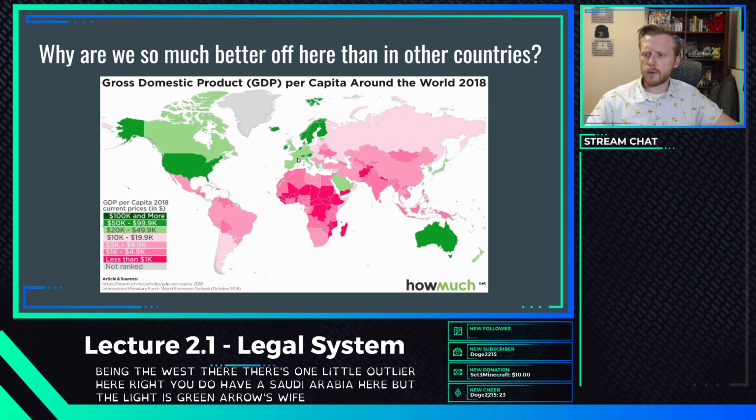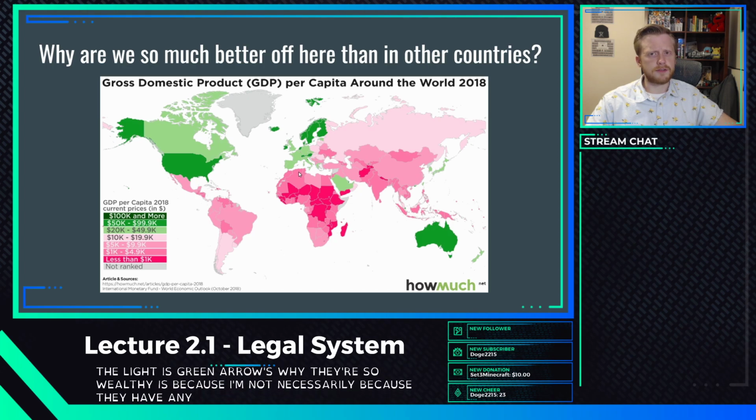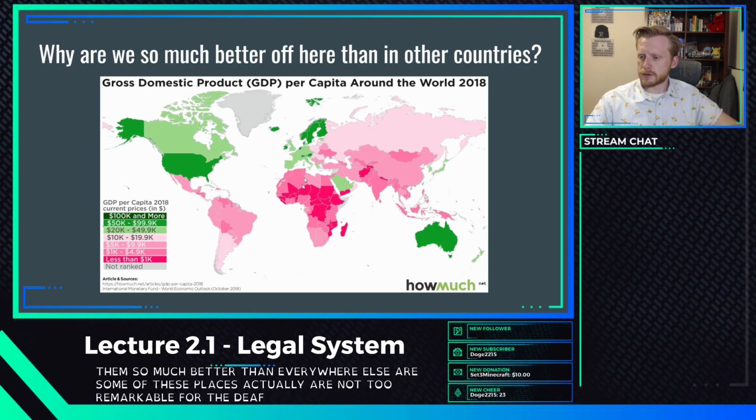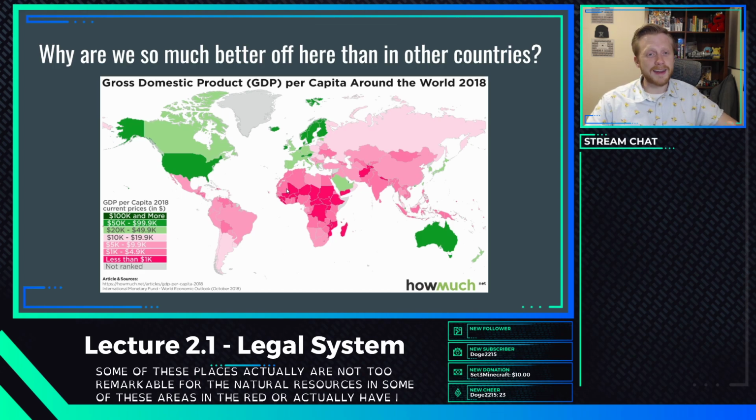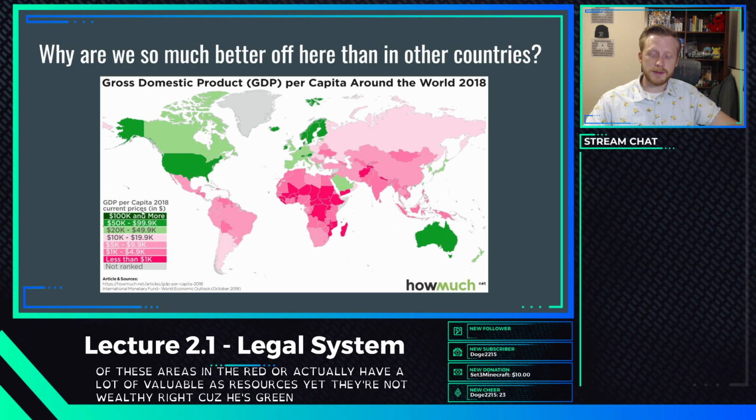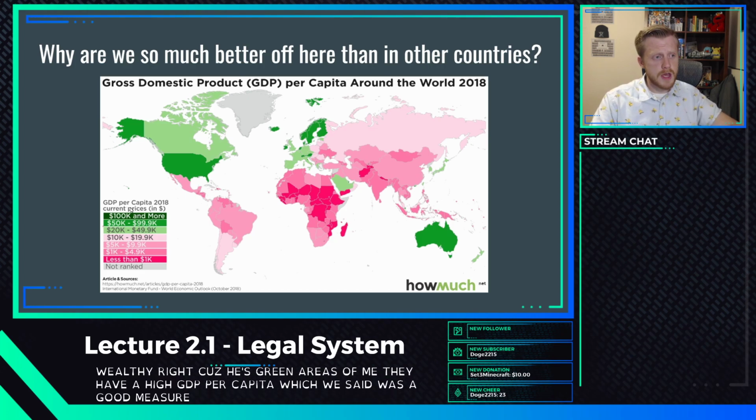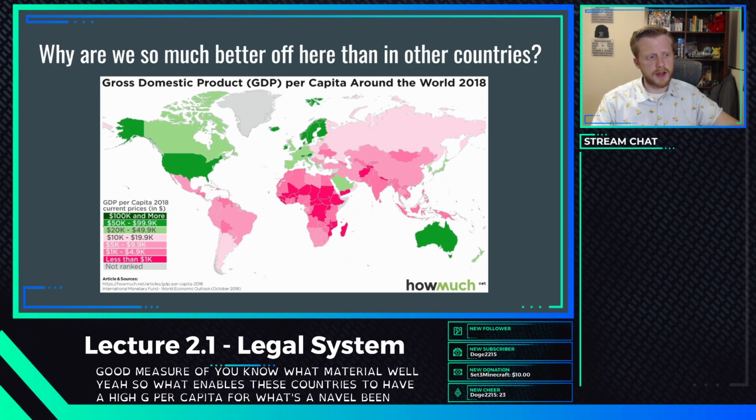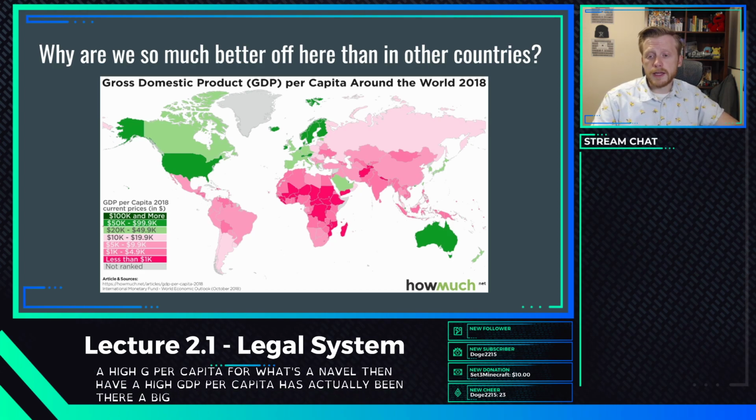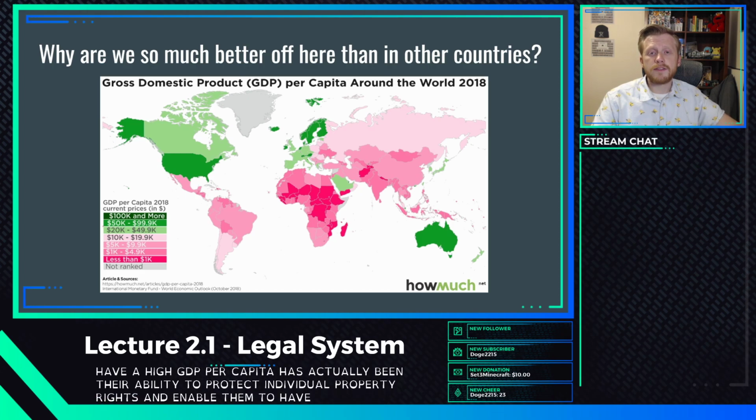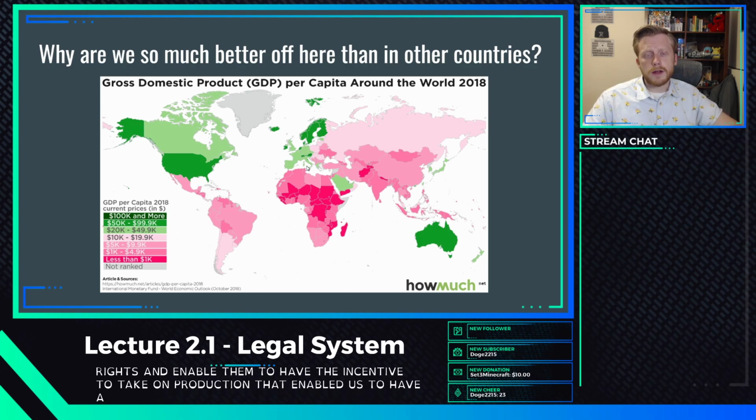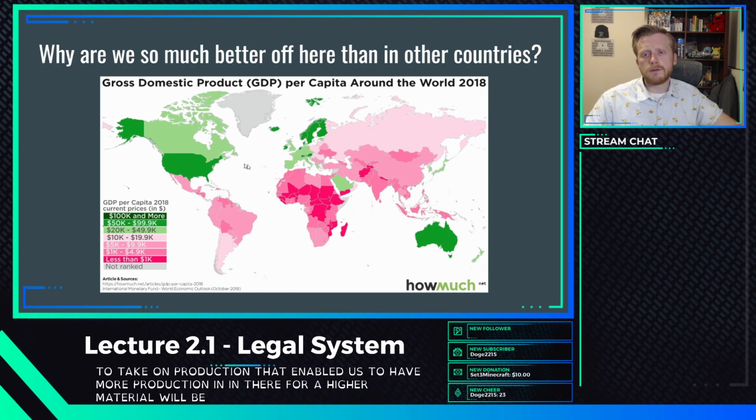But a lot of these green areas, why they're so wealthy is not necessarily because they have any natural resources that make them so much better than everywhere else, right? Some of these places actually are not too remarkable for their natural resources, and some of these areas in the red actually have a lot of valuable natural resources, yet they're not wealthy, right? Because these green areas, it means they have a high GDP per capita, which we said was a good measure of material wealth. So what's enabled them to have a high GDP per capita has actually been their ability to protect individuals' property rights and enable them to have the incentive to take on production that enables us to have more production and therefore a higher material well-being for those that live in these areas.